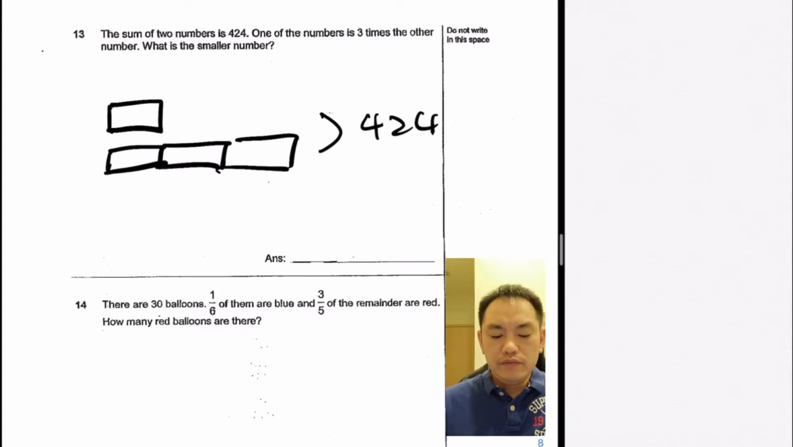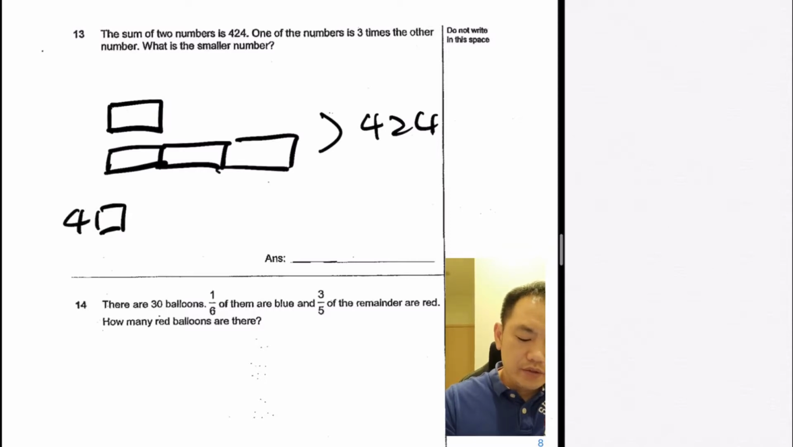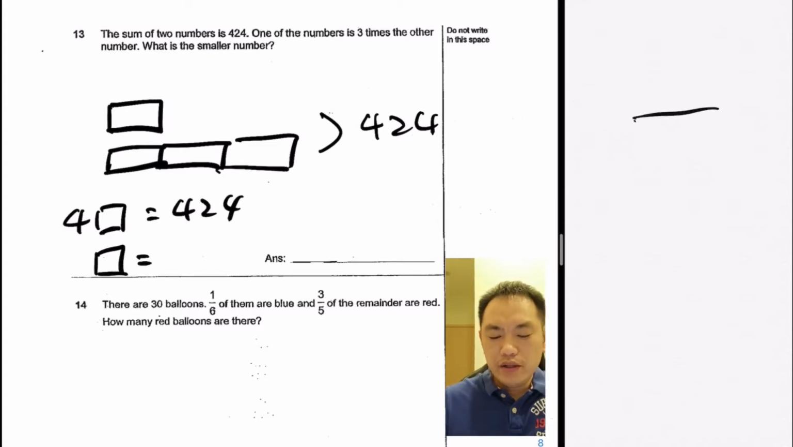Okay, so if you draw the picture per the question described, one number is 1 block and the other number is as big as 3 blocks because it's 3 times, and if you add it up together it's 424. Okay, so basically you can see very clearly the 4 blocks equal 424. So 1 block equals 424 divided by 4.